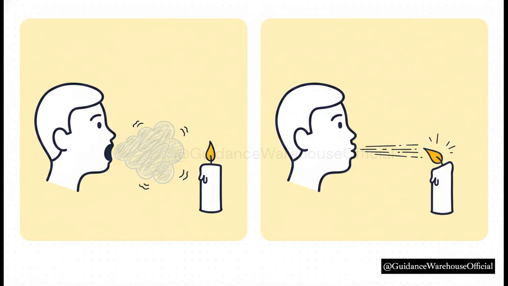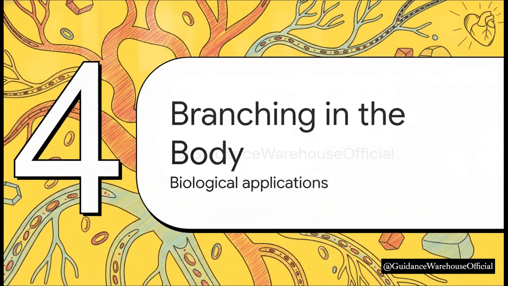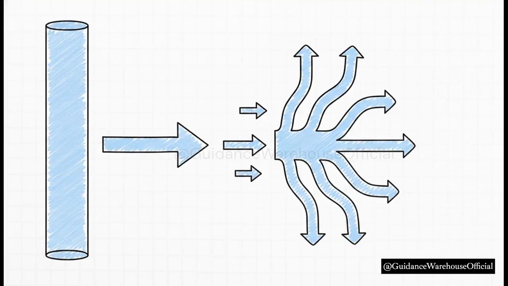Mathematically, speed is inversely proportional to the square of the tube's radius. That means even a tiny, tiny pinch of your lips, or that garden hose, creates a massive, squared increase in the fluid's speed. Let's take this to Section 4, branching in the body. We're going to connect this to a real-world biological application to see how this physics literally keeps us alive.